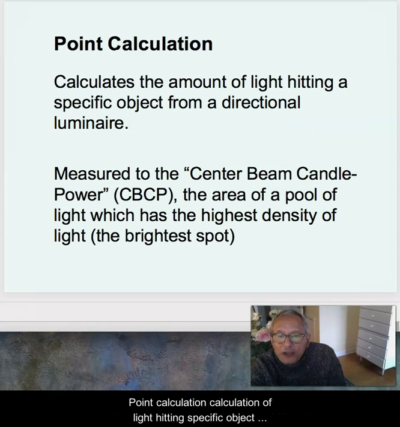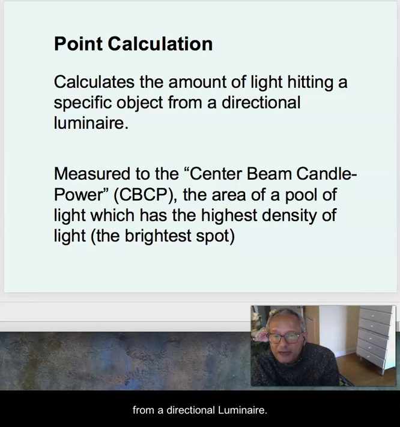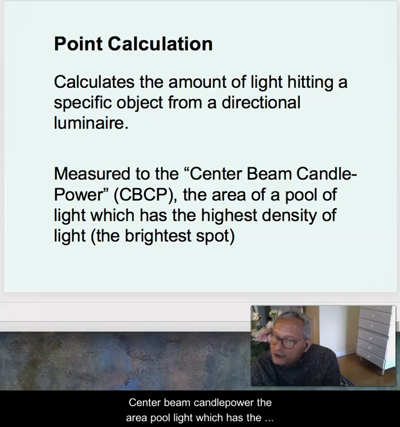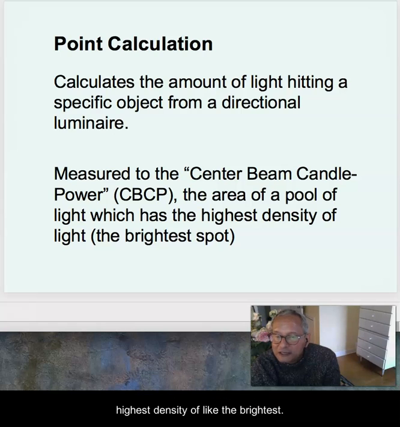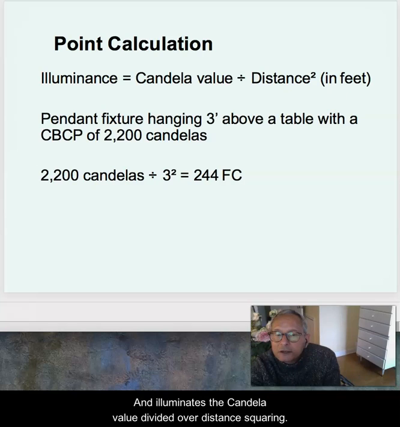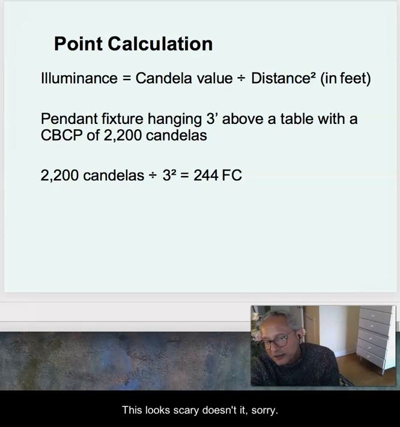So a point calculation calculates the amount of light hitting a specific object from a directional luminaire. Measured to the center beam candle power, the area of a pool of light which has the highest density of light, the brightest spot. And illuminance is the candela value divided over distance squared in feet. This looks scary, doesn't it?